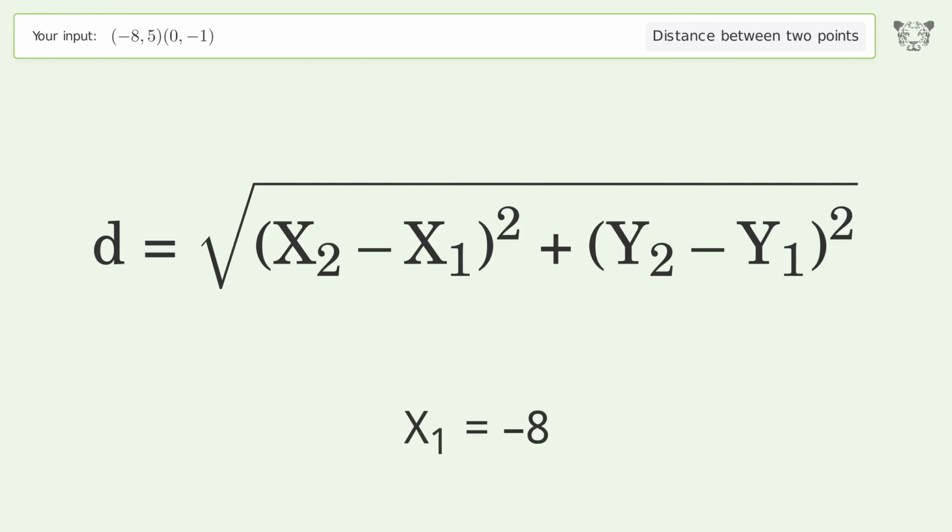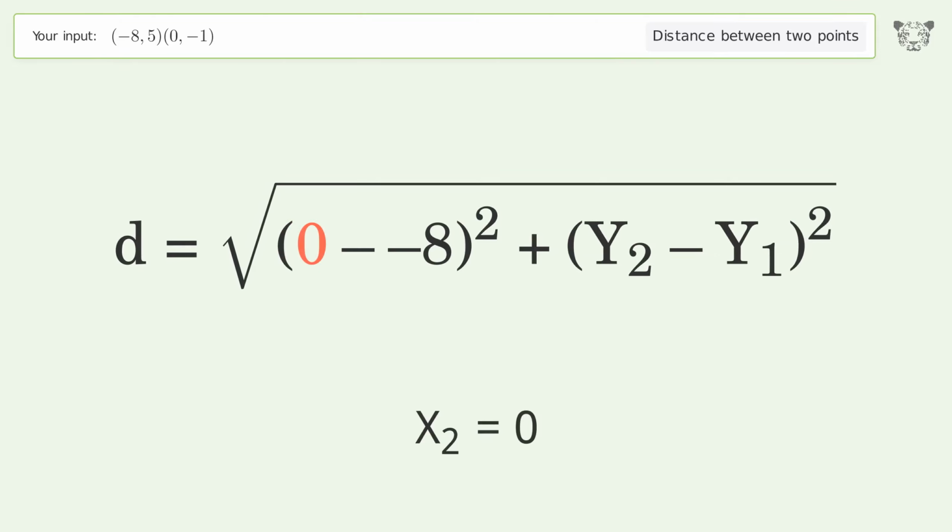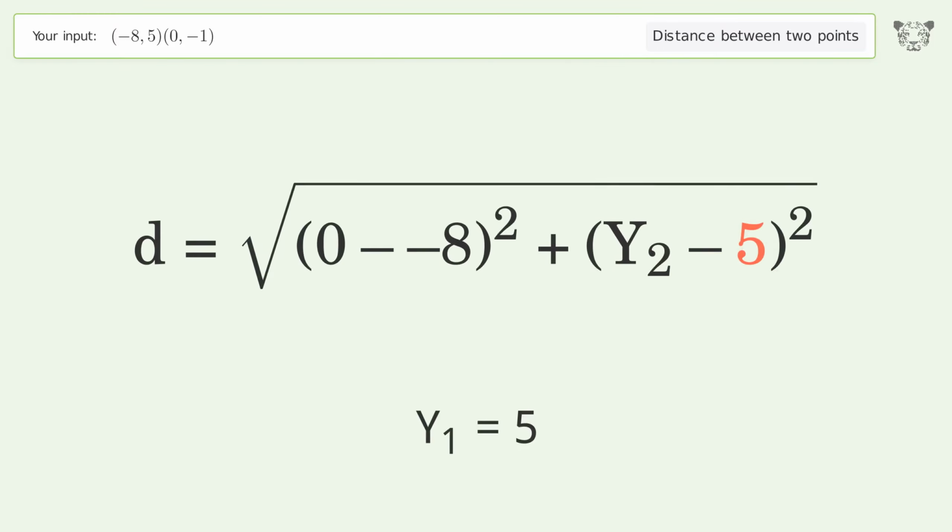x1 equals -8. x2 equals 0. y1 equals 5. y2 equals -1.